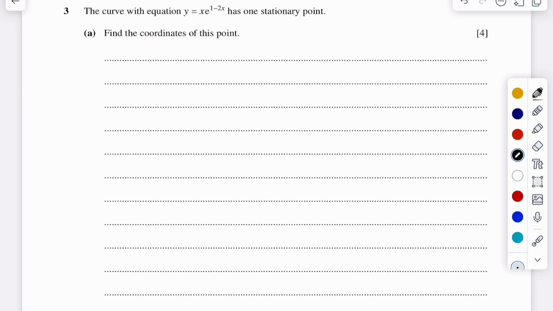So we know that obviously y is equal to x e to the 1 minus 2x. What is dy by dx going to equal? What's uv plus uv?